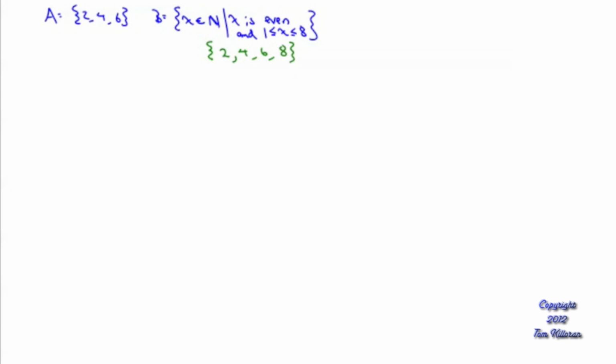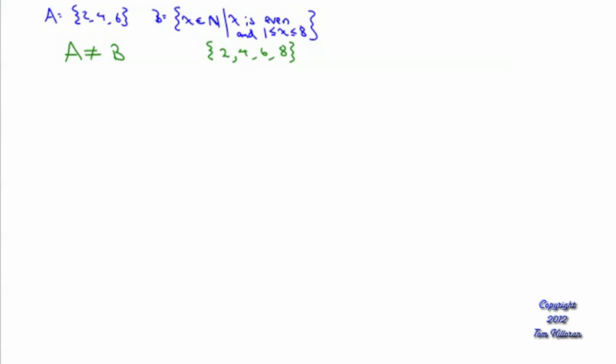Now, 2, 4, 6 is in A, and it is also in B, but are they equal? No, because this one has an extra element. It has 4 elements where the first one only has 3. They can't be equal if they have different numbers of elements. So we're going to say here that A is not equal to B. There is a relationship between them. It's just that they're not equal. Okay. Sound good?